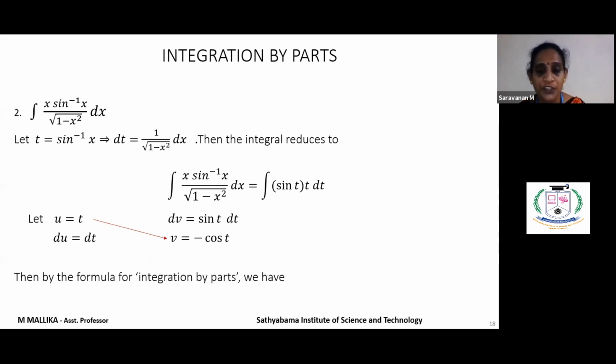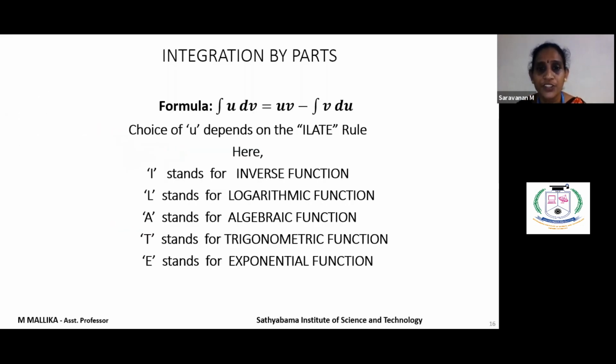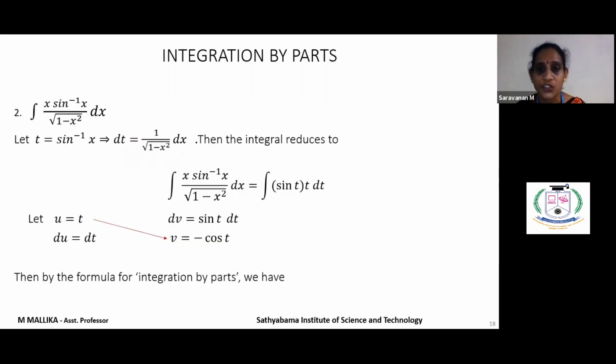Since I have two functions, I have to decide what to choose as my u. So as per the ILATE rule, between t and sine t, algebraic comes ahead of trigonometric function, and so I'm choosing u as t. Therefore, the rest is dv. dv is sine t dt. What I have to find out from this? I have to find out du and I have to find out v. What is du? du is dt.